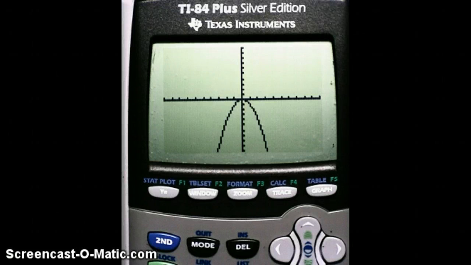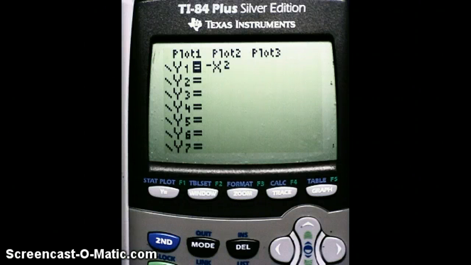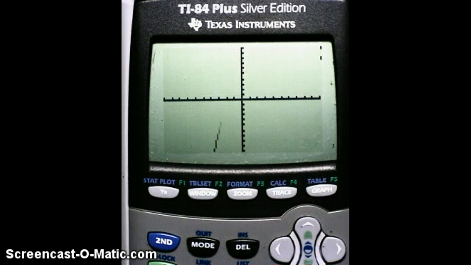Now watch. What if I hit clear, or went back here, and did negative x squared plus 3? All right, so it flipped it and moved it up 3. So this helps you to understand how the graphs can be all different but of the same family. We made it narrow, we made it wider, and we reflected it.